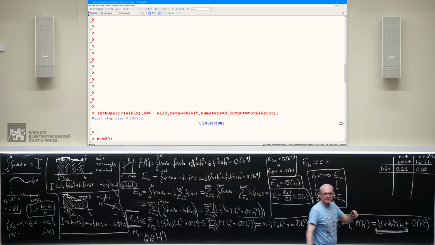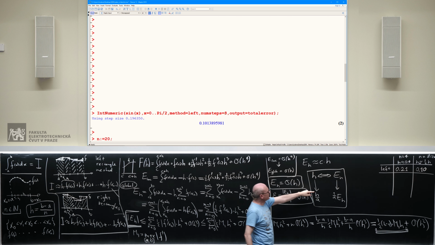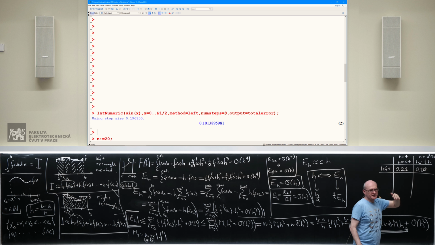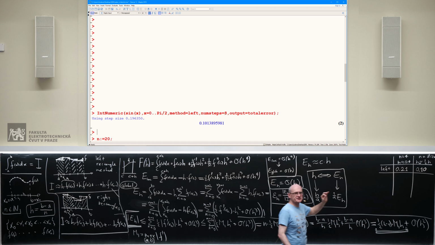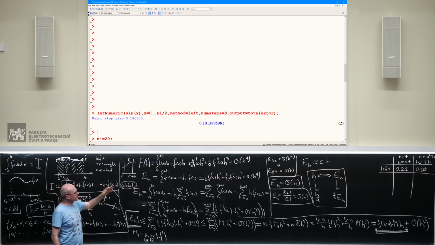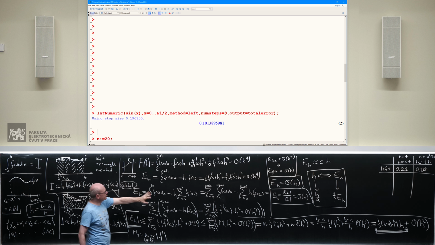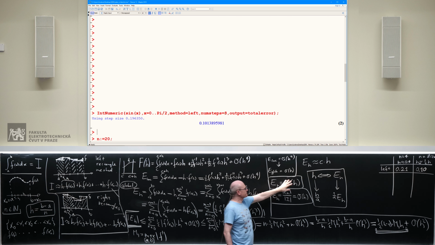So knowing the order of your method allows you to predict how the approximation, or rather the precision of approximation, improves if you make a change in your setup. And we will get to this later. This is very useful, very important. Okay? For these methods, this is not all that great, but we will get to better methods soon. So this is the error of the method. We just investigated it. We got lots of interesting information over here.